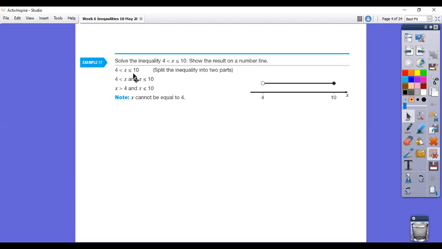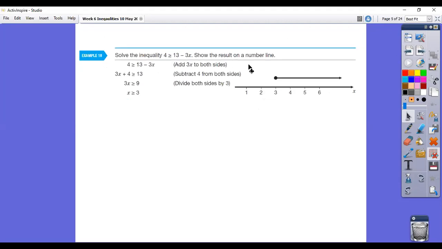So you've got example 17. It shows you, for example, solve the inequality x is greater than 4 but less than or equal to 10 and show the result on the number line. Here it shows you how to split the inequality into two parts. So we've got x is less than or equal to 10 and x is greater than 4. You can show all the possible solutions to this inequality on the number line.